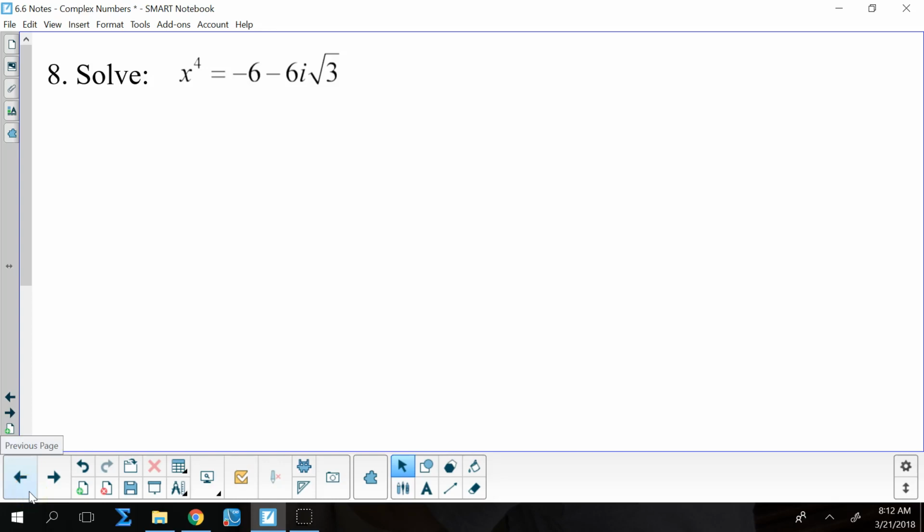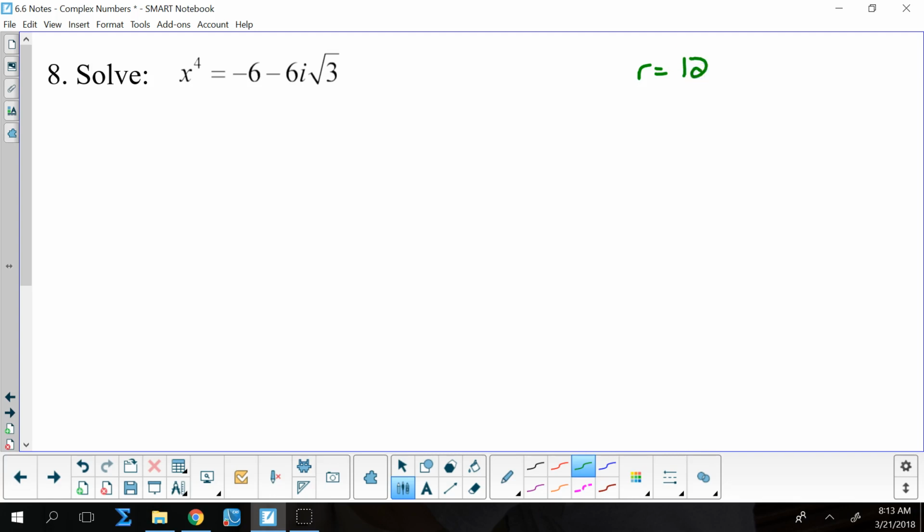Right, so the first step is, since it's already in complex form, we just need to switch it to trig form, correct? Okay, so let's do a little sidebar here. My R value is going to be 12, right?